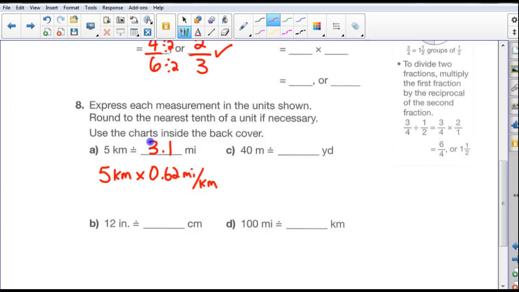Okay. You guys can do the other conversions for B, C, and D. Just use the chart in the back of your book. It's not that difficult, okay? So that's it for getting started. Then we'll go to 3.1.